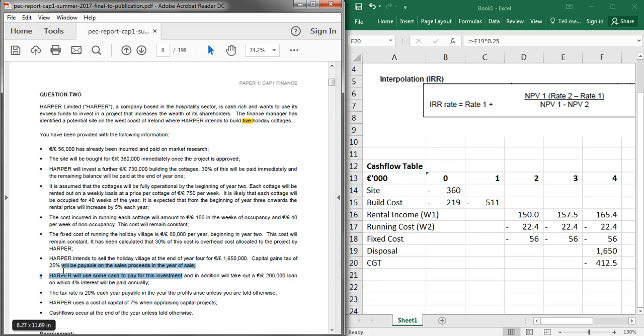But to get the marks for the sunk cost here, to get the marks for the 30% it's irrelevant here, and to get the marks for the interest, you need to articulate it. So write it down why exactly you're leaving it out or you're putting it in.